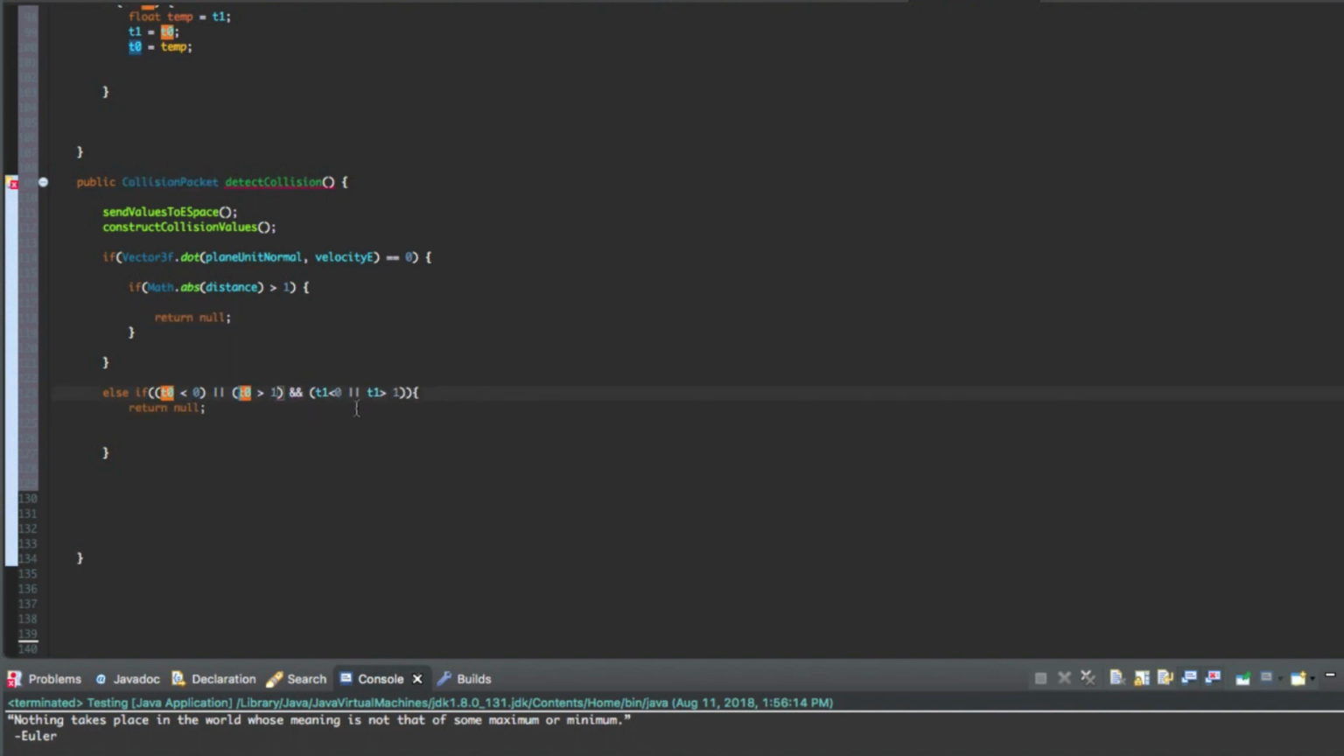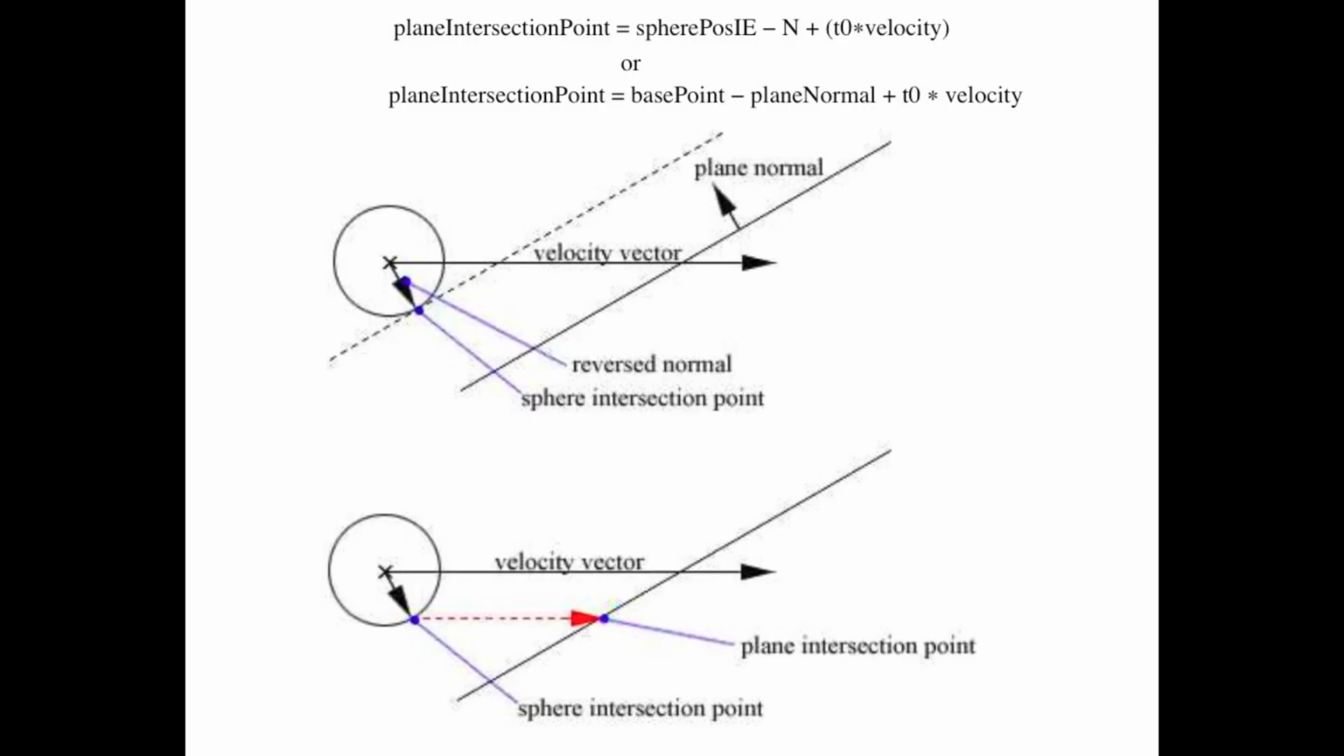So now we know that the sphere will intersect with the triangle's plane at some point between t0 and t1, or 0 and 1, but we don't know if that intersection point is actually within the triangle. So next we need to calculate where that intersection takes place and also figure out if that's within the triangle. The equation for getting the plane intersection point is actually quite basic. It's merely the sphere position minus the plane normal plus t0 times the velocity. And hopefully you can see why that is from the diagrams below.